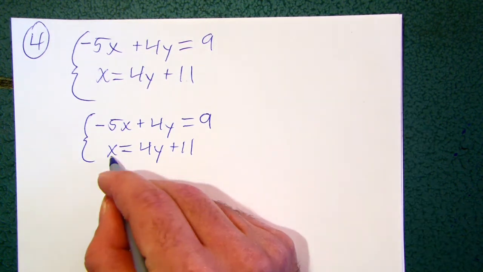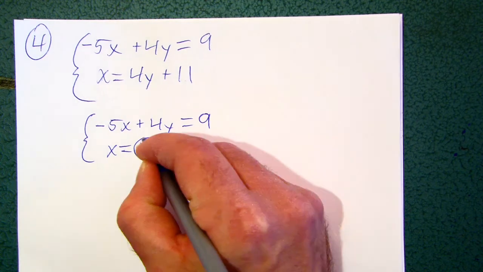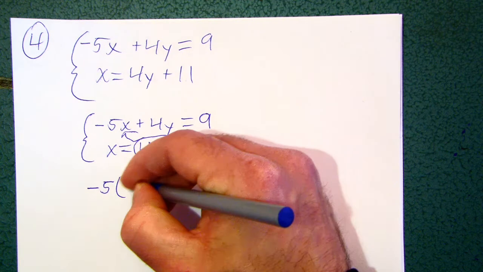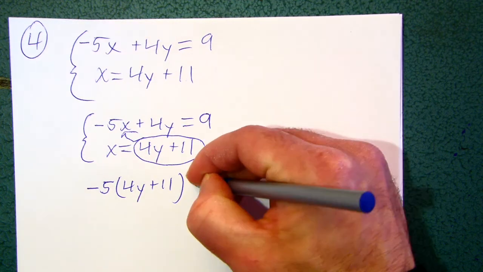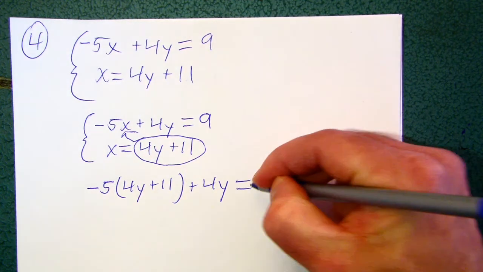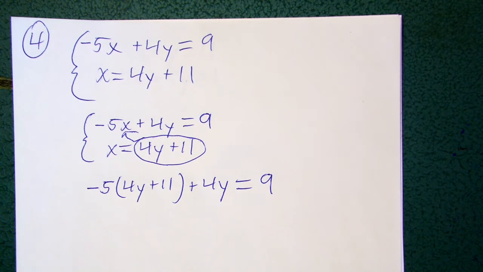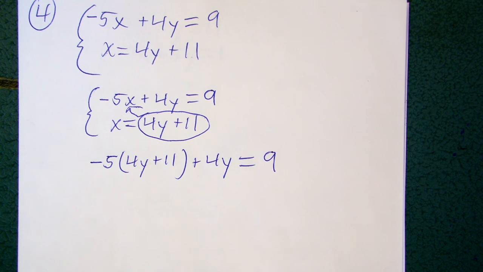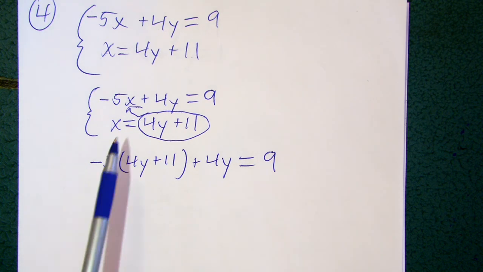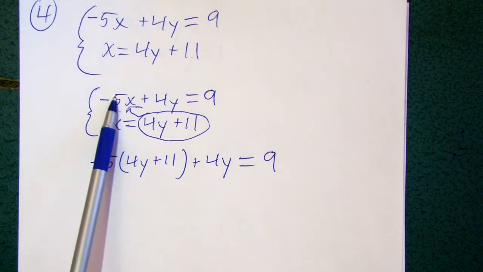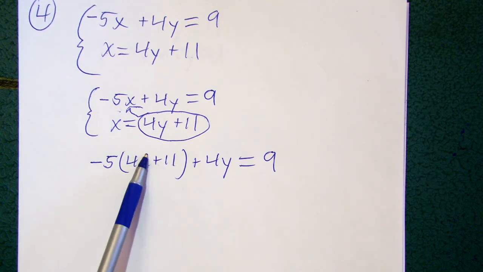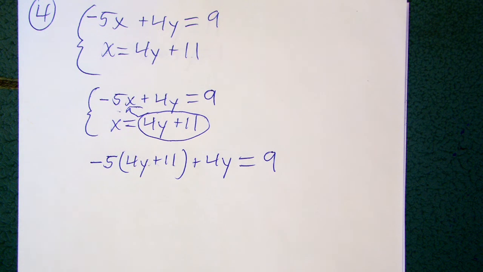So again, this is x equals 4y plus 11. So I'm going to take 4y plus 11, put it in for x in the first equation. All right, so again, that first equation really didn't change. I still have negative 5. I replaced x with 4y plus 11, but that's it. Negative 5 times 4y plus 11 plus 4y equals 9. So I got an equation with all y's. Just going to solve for y now.